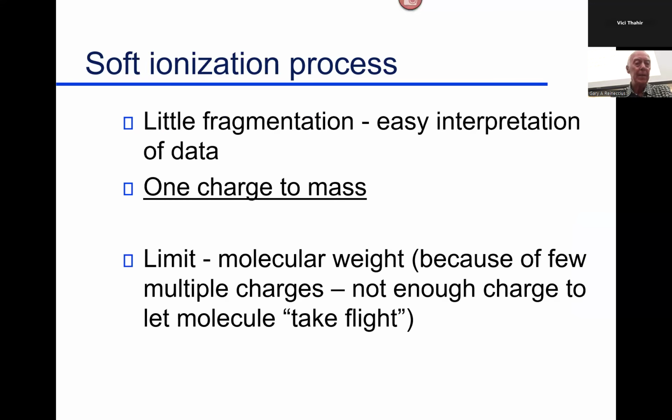So it's a soft ionization process, with little fragmentation and easy interpretation of data. Typically one charge per unit molecular weight. It is limited in molecular weight. We only put one charge per molecule. If that's a big molecule, that one charge doesn't help us too much. We need many more charges on it so we can grab it and drag it down this pathway. So it is limited in terms of molecular weight. It works well up to maybe 2,000 molecular weight or so. It gets a little tougher after that.